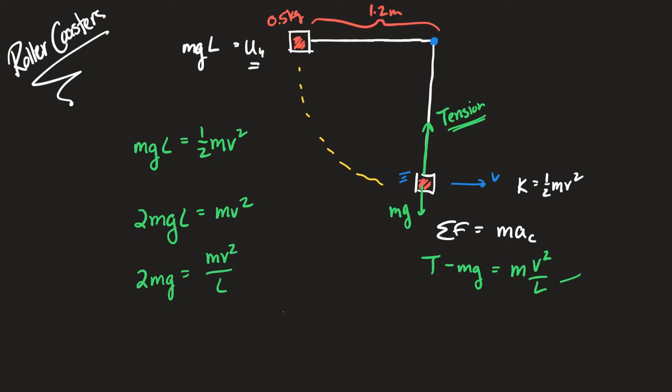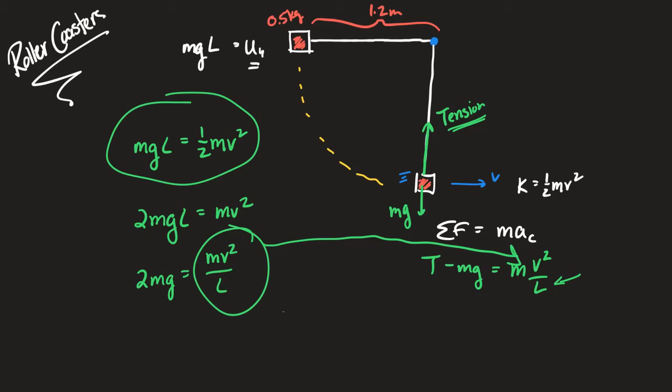Meaning, I know that the radius is actually the length. I can replace it there. And I can manipulate this into looking like the centripetal acceleration.